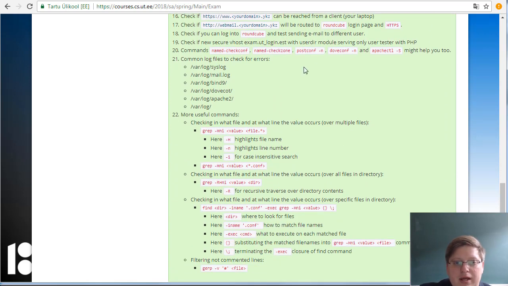Here are a few of the commands: named-checkconf, named-checkzone, postconf -n, apachectl, that might give you hints of what configuration you have. We have only a short list of log files listed here in the exam recommendations on the course's webpage, but we really recommend you create your own list of every single log file that we touched during the labs, so that you know where to see what the error is, and then you know how to fix it.